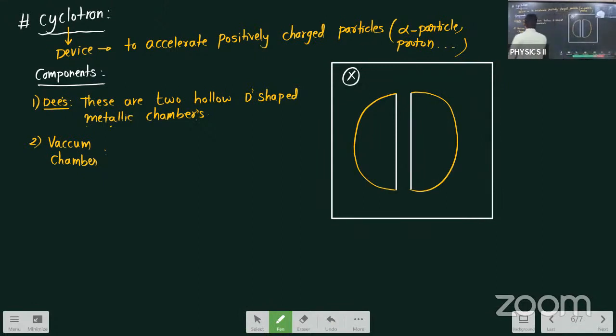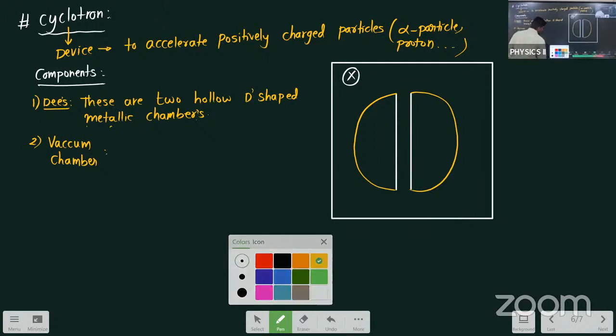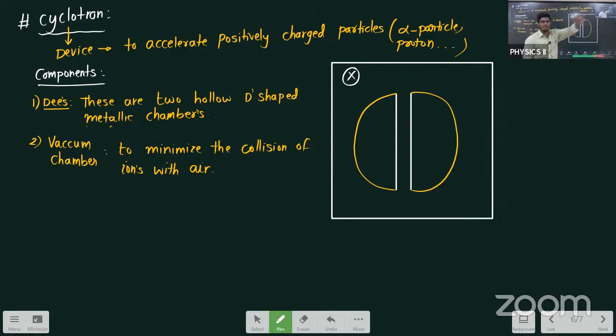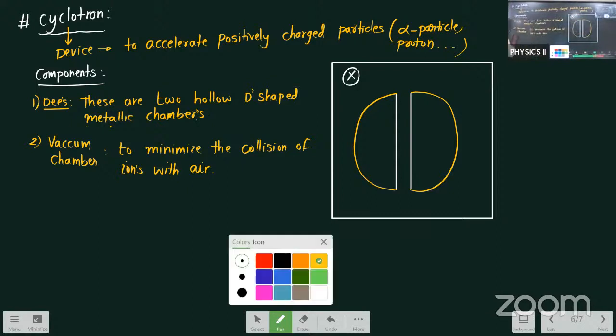So see here, what is the second component? Second component is vacuum chamber, to minimize the collision of ion with air. Why are we using this vacuum chamber? Whatever ion we are taking, for accelerating it to high energy, in order to minimize those ions' collision with the air molecules, we are enclosing the entire setup inside a vacuum chamber.